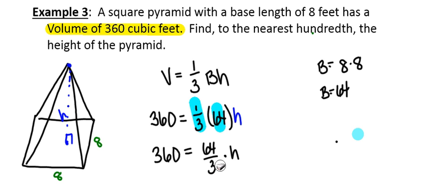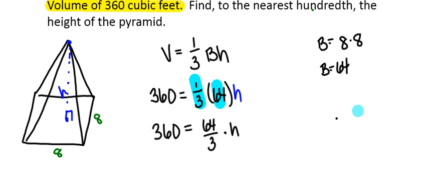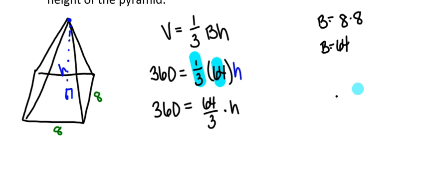Now at this point, in order to undo that multiplication by the 64 thirds, you can either divide both sides by 64 thirds, or you can multiply both sides by its reciprocal, which is 3 over 64. Whichever way you feel most comfortable with is the best way to go. I'm going to multiply both sides by the reciprocal. My reason for doing that is that now these 3's in the numerator and denominator will cancel out, and the 64's in the numerator and the denominator will cancel out. What I'll be left with is just plain old h, the height of my pyramid. And that's what I wanted.